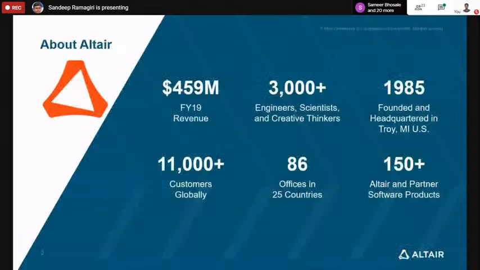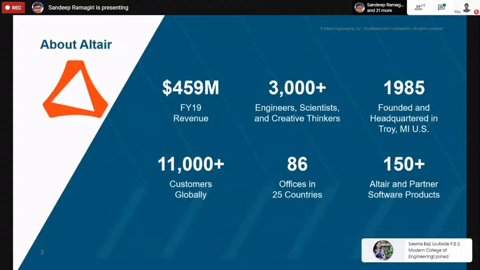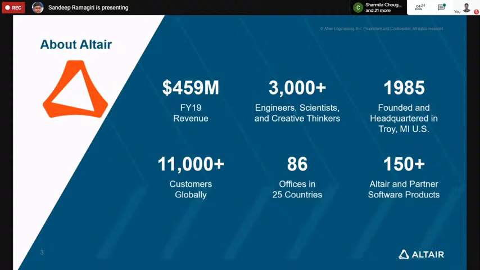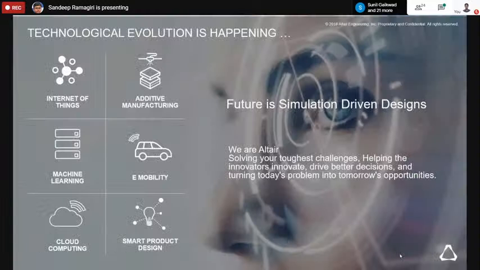Altair is a simulation technology company founded in 1985, and we have 86 offices in 25 countries with 3000 plus engineers, scientists, and creative thinkers. Globally, we have 8000 plus customers. That was the introduction about Altair. And as you see, technology evolution is happening in many domains: Internet of Things, machine learning, cloud computing, additive manufacturing, and smart products. And last but not least, e-mobility.